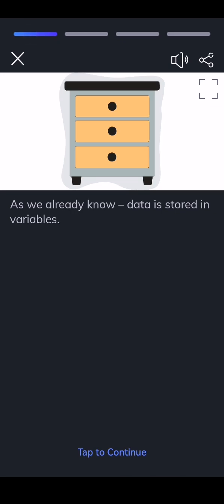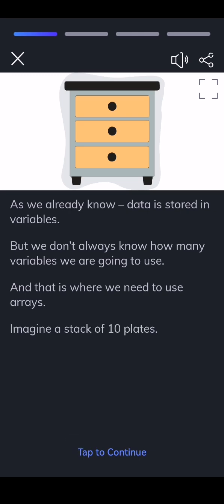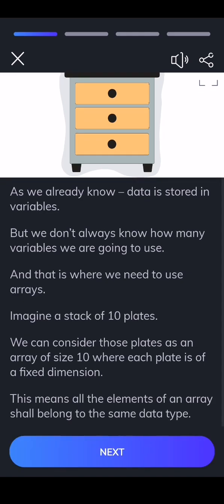As we already know, data is stored in variables, but we don't always know how many variables we are going to use. And that is where we need to use arrays. Imagine a stack of 10 plates. We can consider those plates as an array of size 10 where each plate is of a fixed dimension. This means all the elements of an array shall belong to the same data type.